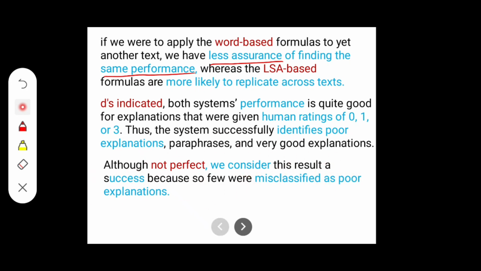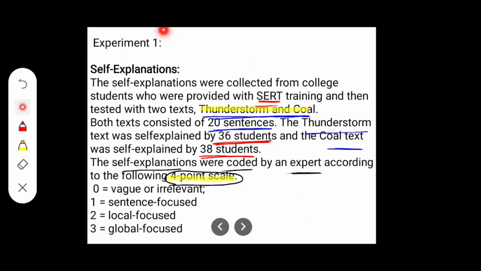Okay, this is the START explanation, that is experiment 1, and I'll be explaining experiment 2 in the next video.